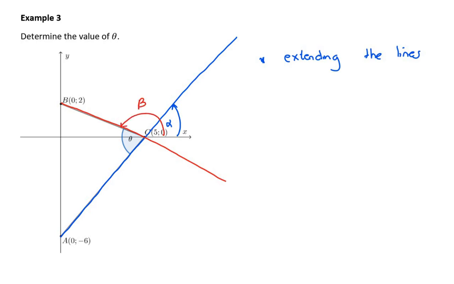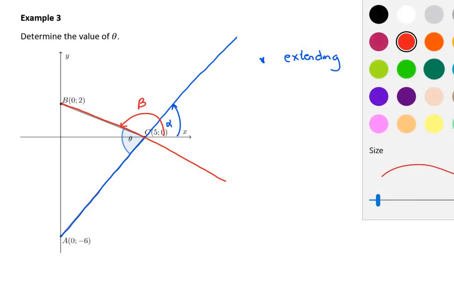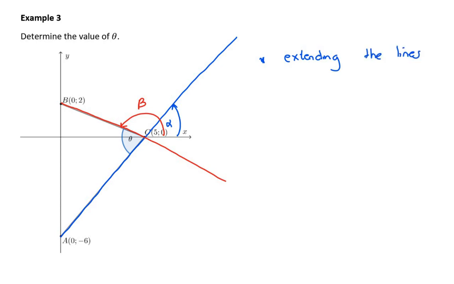Now I can find alpha and beta because I can work out both of those gradients. The question is, how does that help me find theta? So, a couple of things. I think that you get really good at this after a while. This is probably one of the most difficult ones to see. So I'm hoping that you can see that there's theta. That is the angle between the red and the blue.